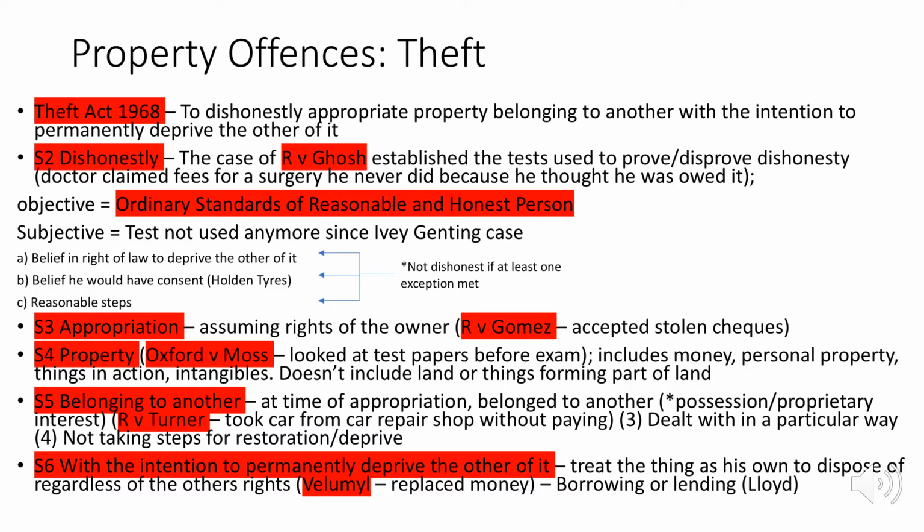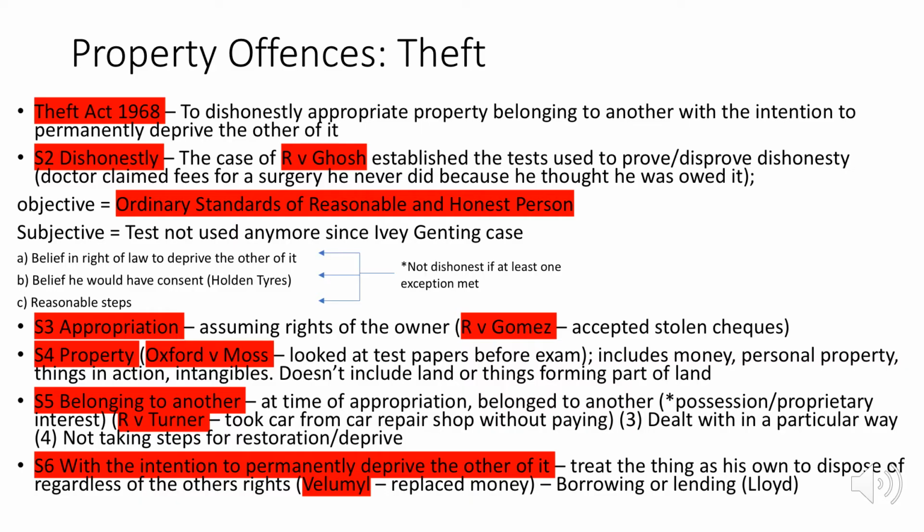The next topic area is property offences. So the first one is theft. The Theft Act 1968 is where theft is sourced. This is to dishonestly appropriate property belonging to another with the intention to permanently deprive the other of it. So section 2 is dishonesty. These are like the tests for theft. The case of R v Ghosh established tests used to prove or disprove dishonesty.